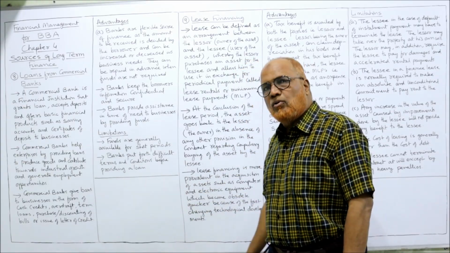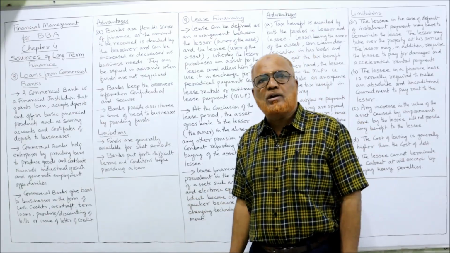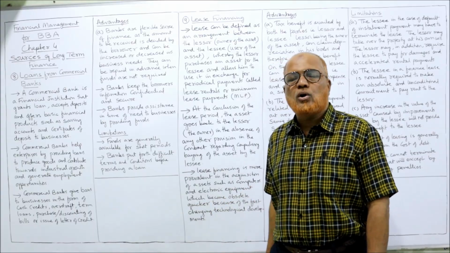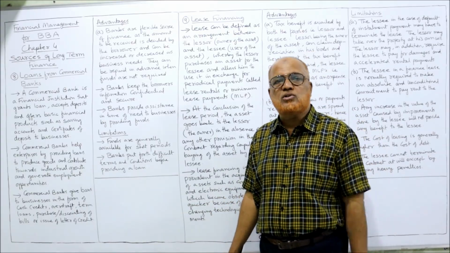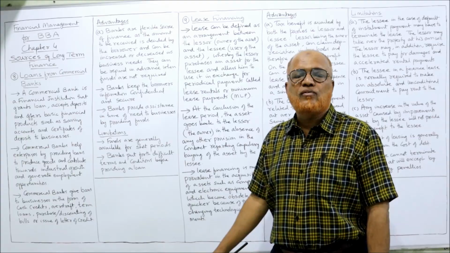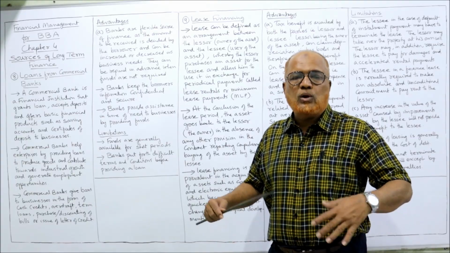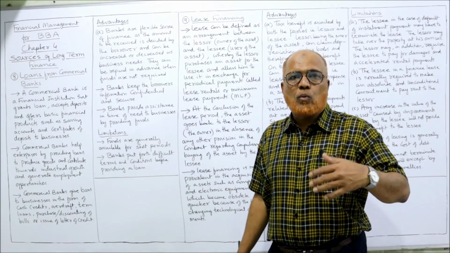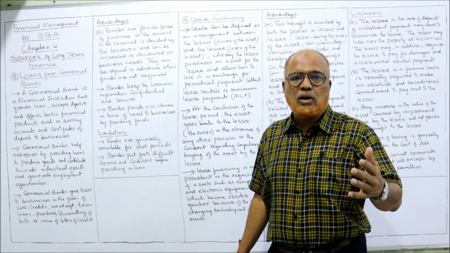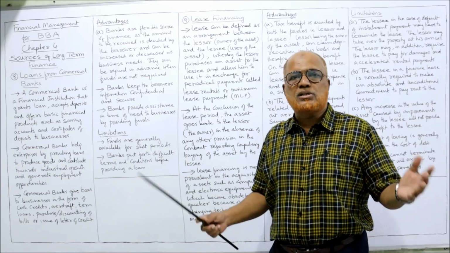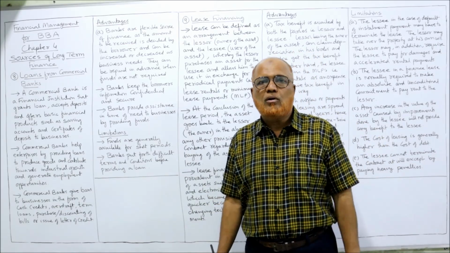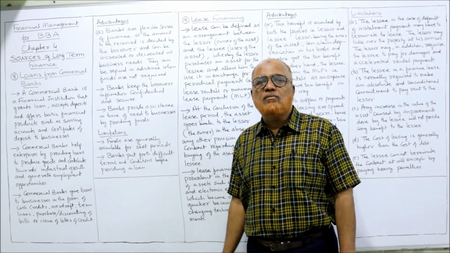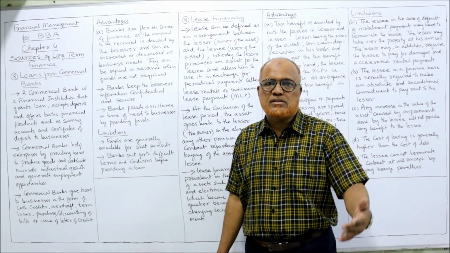Now, commercial banks give loans to businesses in the form of cash credits, bank overdrafts or term loans, or purchase or discounting of bills of exchange and issuing letters of credit. So in different ways the commercial banks will help the businesses, by providing cash credits, overdrafts, term loans, or discounting the bills of exchange, or issuing a letter of credit. These are a few services the banks will give to the businesses.